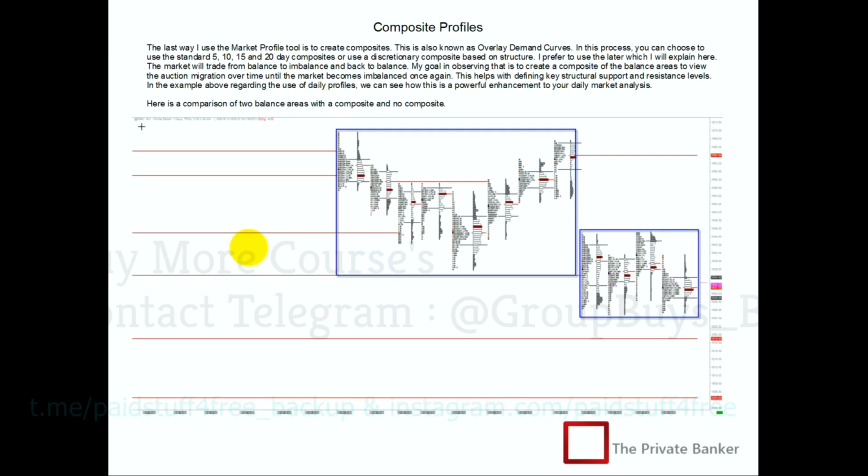The reason for this is the market will obviously trade between balance to imbalance and back into balance, and my goal in observing this is to create a composite of the balance areas to view the auction migration over time until the market becomes imbalanced once again, or to provide a more dynamic way of seeing how the market is rotating between these balance areas. I think this is helpful in defining key structural support and resistance areas.